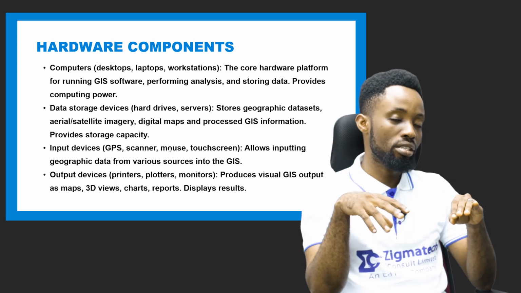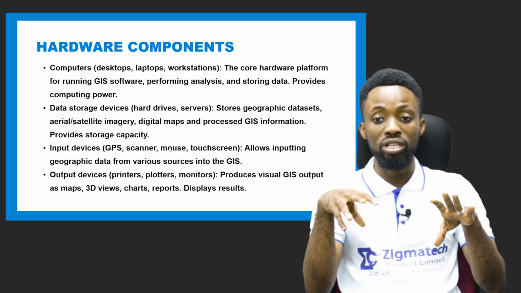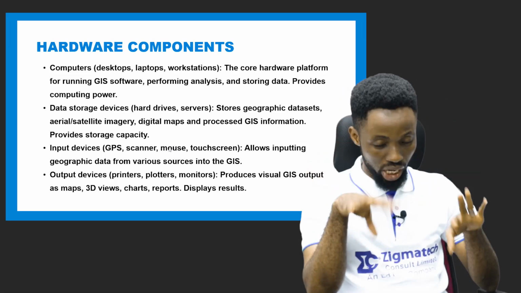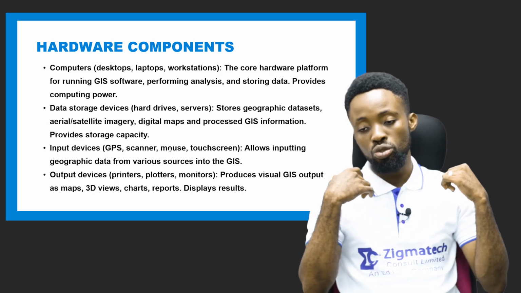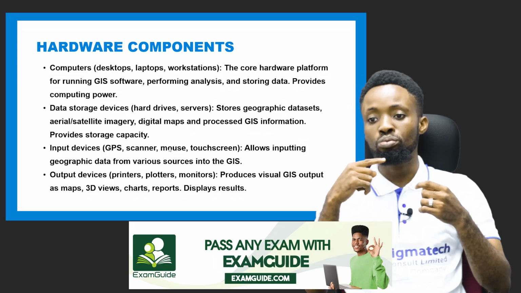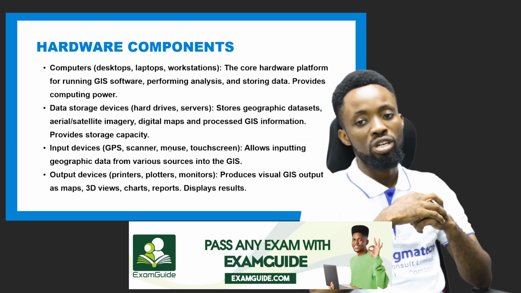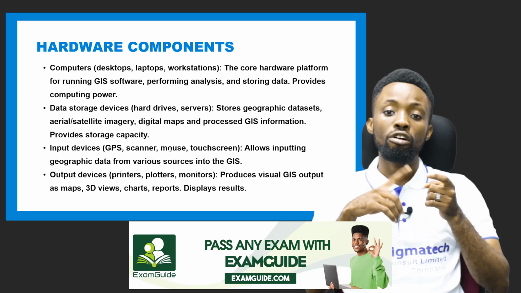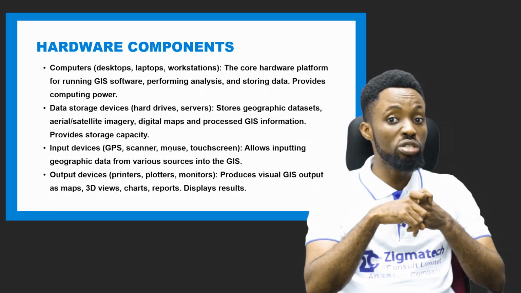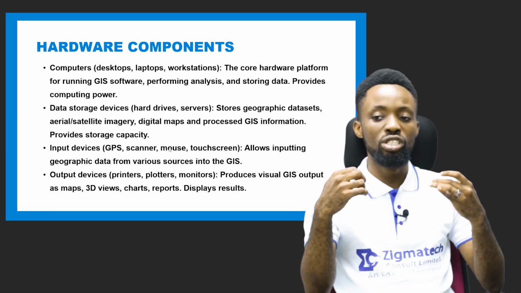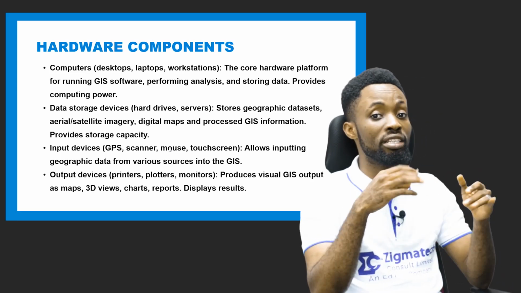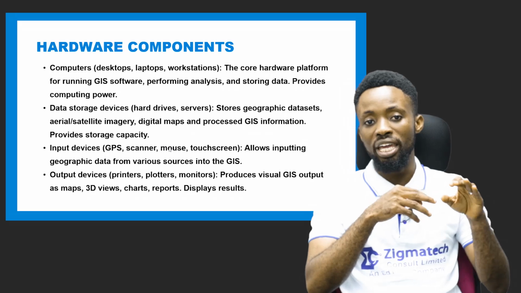Then the next part of the hardware component is the output devices. Now without these parts, it will be very difficult to present the processed information. So what they do is that they help to produce visual GIS output, in form of a map, in form of a chart, in form of a report, in form of a 3D view or a 2D view, and also it helps to display the results that we have obtained from our research and our findings as related to GIS.